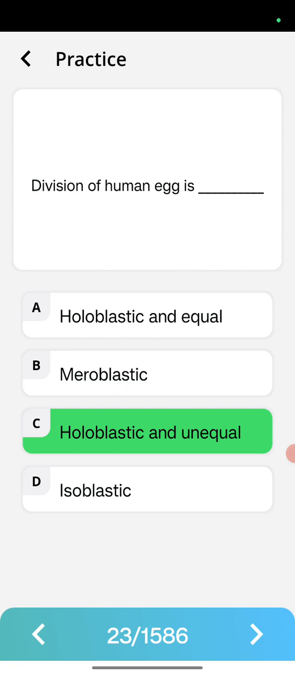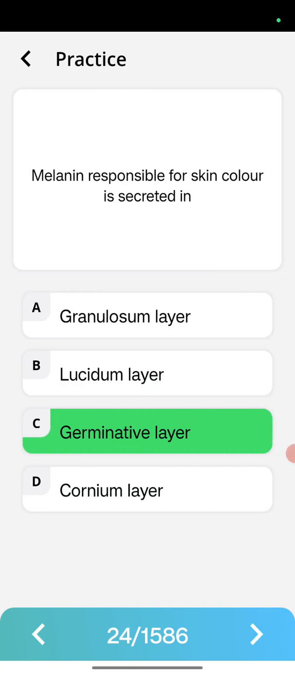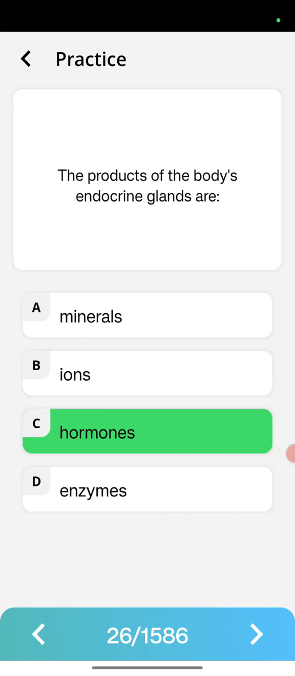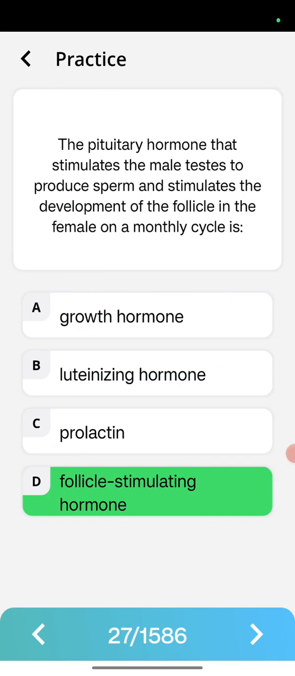Division of human eggs is holoblastic and unequal. Melanin, responsible for skin color, is secreted in the germinative layer. The serous membrane that lines the organs of the digestive system is called visceral peritoneum. The products of the body's endocrine glands are hormones.